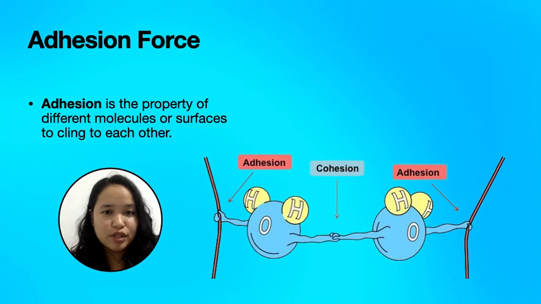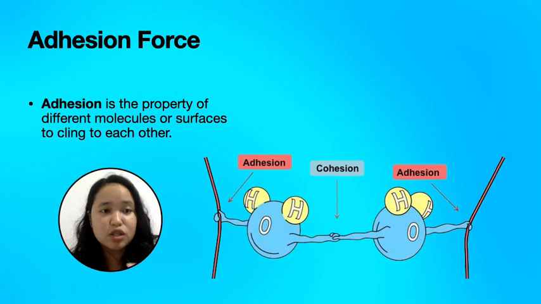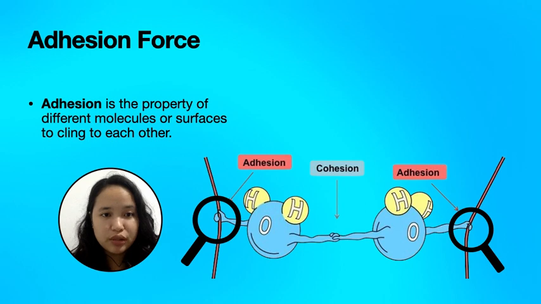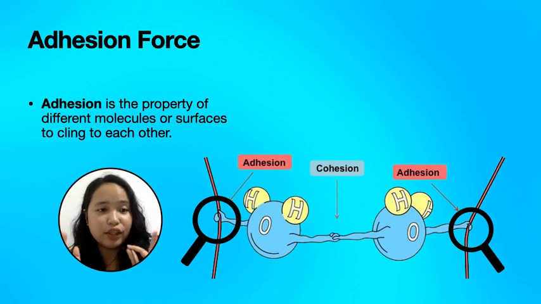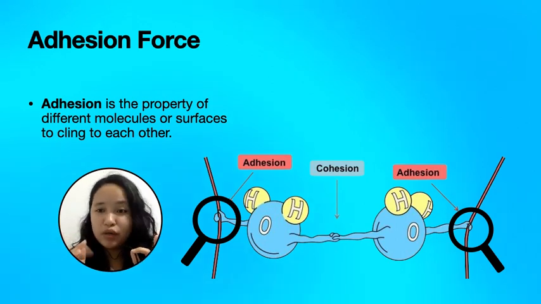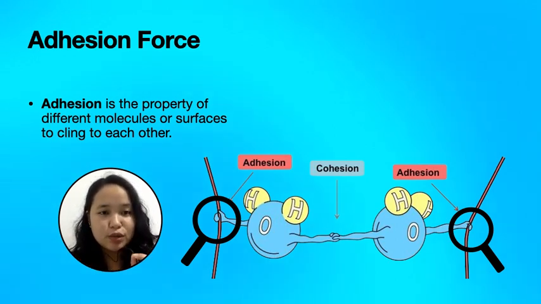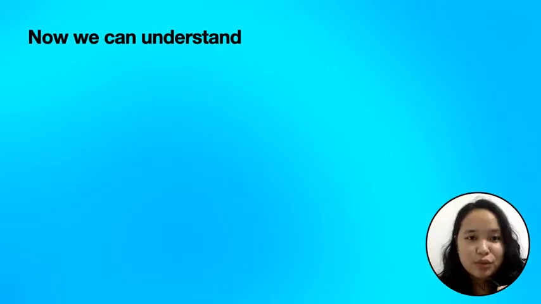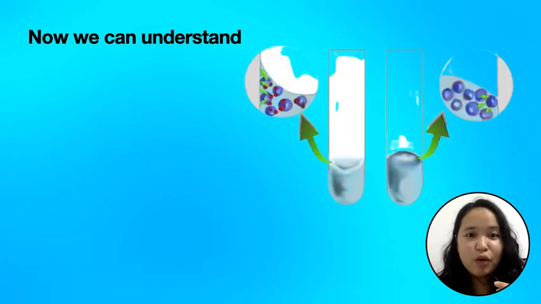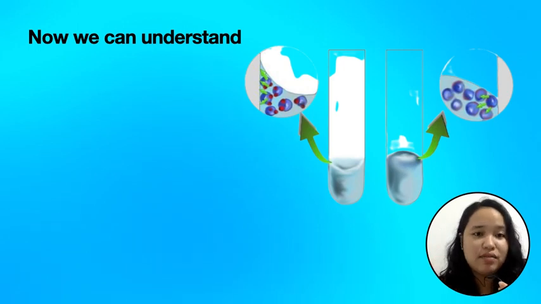Adhesive force, or adhesion, on the other hand, is the property of different molecules or surfaces to cling to each other. Here in our diagram, this shows adhesion: the walls of your container or the tube and the water and mercury molecules. The force at the walls is your adhesive force. So now we can understand why water behaves that way and why mercury behaves that way.